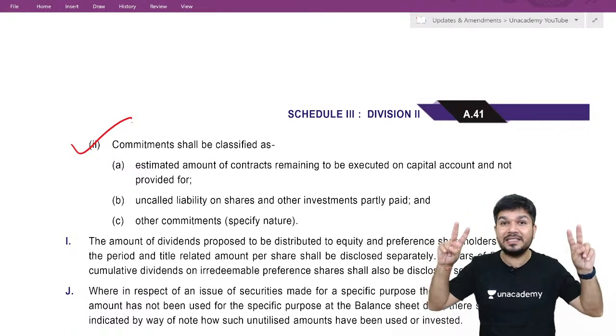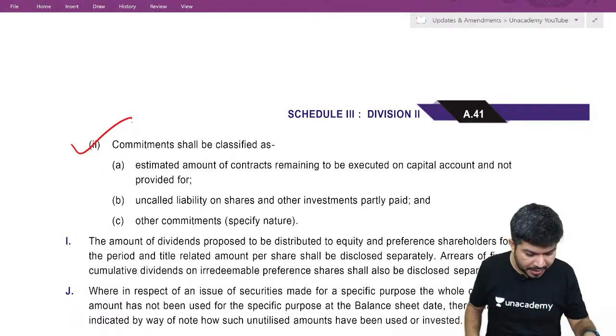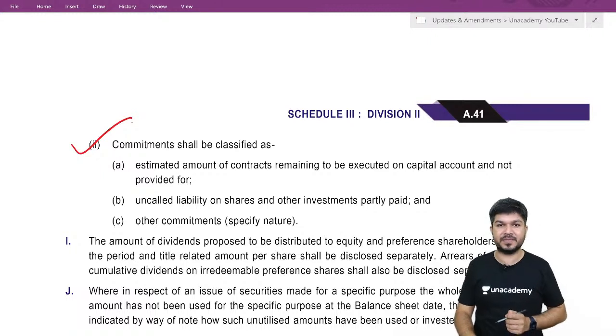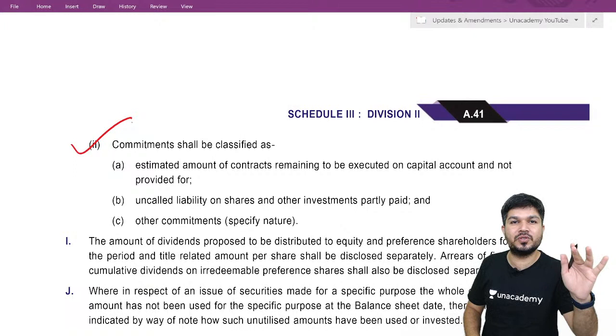It's not a contingent liability. A contingent liability is one that may come, may not come. No, this will come. That's why it's a commitment. Commitments are also to be disclosed in your notes to accounts.